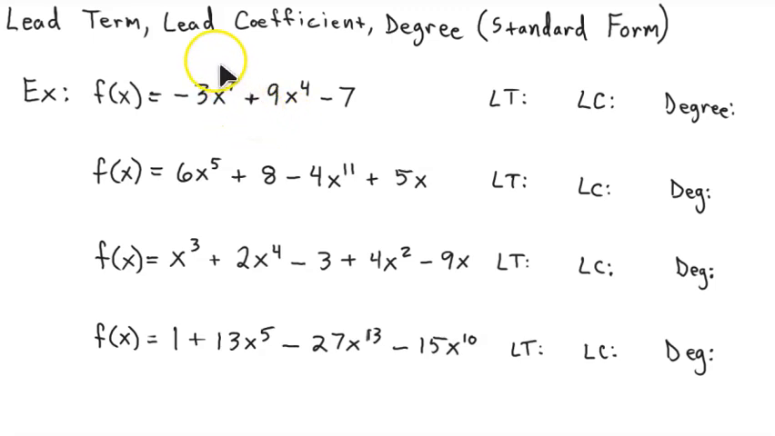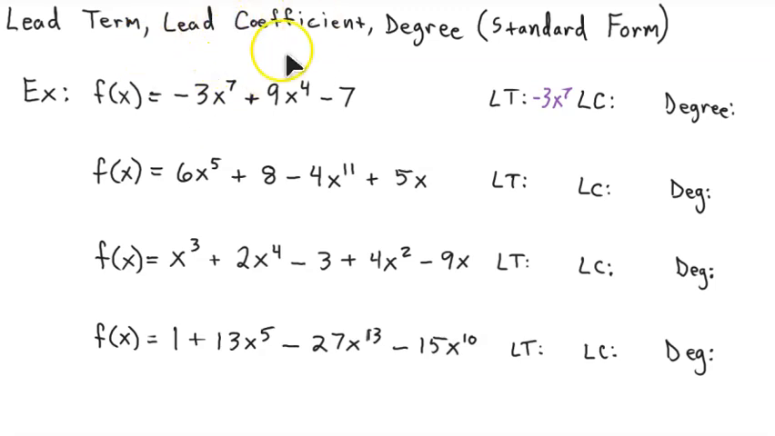The term that has the largest power of x is the lead term. So the lead term here is negative 3x to the 7th. It's the whole thing. It's the number and the x and the power. Okay? So we're going to say that the lead term here is negative 3x to the 7th power.